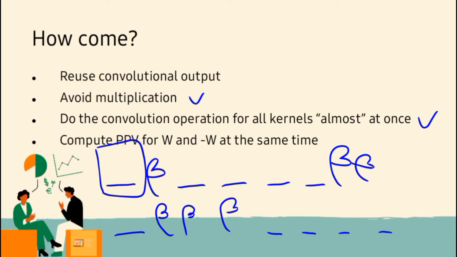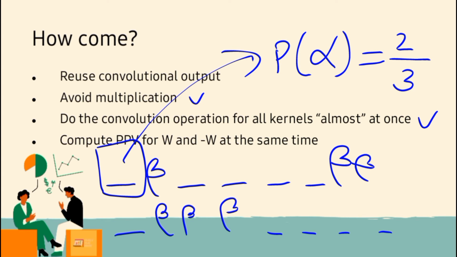So the probability of this element getting an alpha is 2/3. So if we already do the multiplication of -1 times the input at that index, that means we also already have done the multiplication of -1 by the input for the next kernel, for the lower kernel. That's why we can save the repetition and speed up the process.